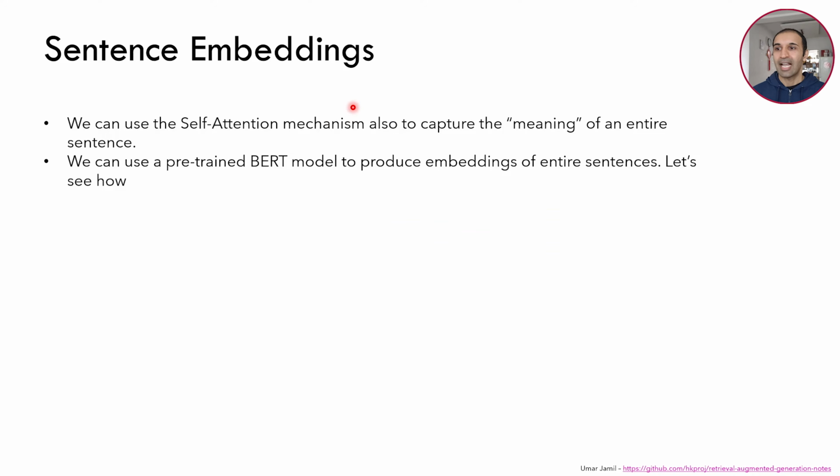What if I told you that actually we can also create embeddings not of single tokens but also of entire sentences? So we can use the self-attention mechanism to capture also the meaning of an entire sentence. What we can do is we can use a pre-trained BERT model to produce embeddings of entire sentences.